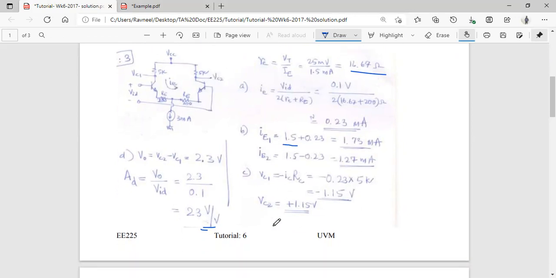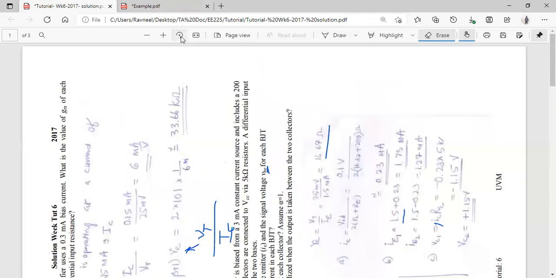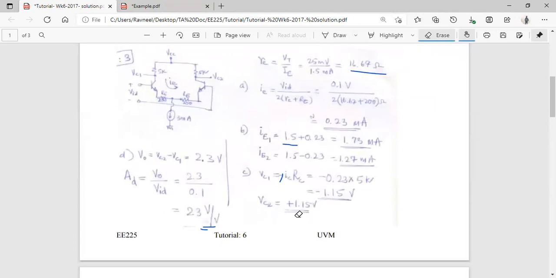Similarly, for VC2, again the input voltage is negative, so our output will be positive. The formula will remain the same, just IC times RC, but in place of the negative, it will be positive. So you should be getting 0.23 milliamps times 5 kiloohms. That will give me a positive voltage of 1.15 volts.